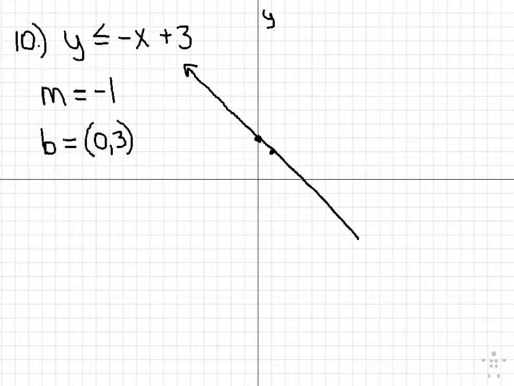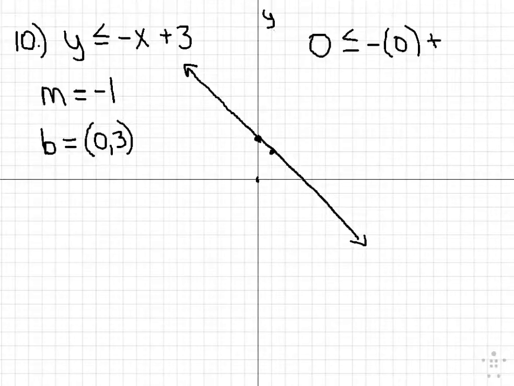Draw it as straight as I possibly can. Alright, so every point on that line satisfies this inequality. However, there's more points. So I choose the point (0, 0) and see if it works. So I say 0 is less than or equal to the opposite of 0 plus 3. So I get 0 is less than or equal to 3. And 0 is less than or equal to 3. So I know (0, 0) does work.